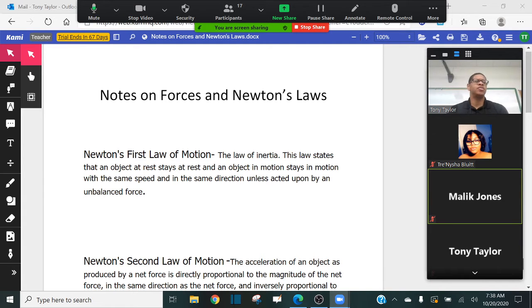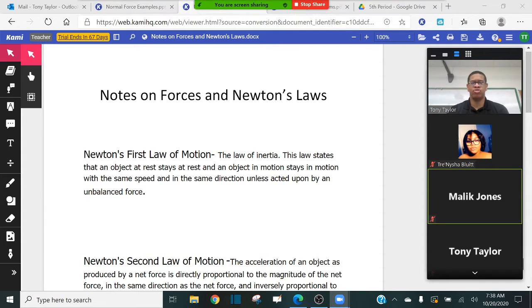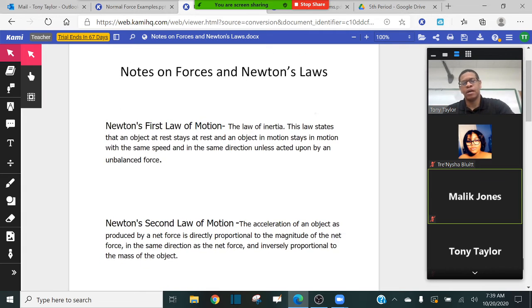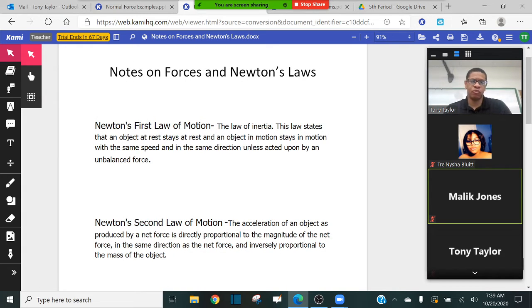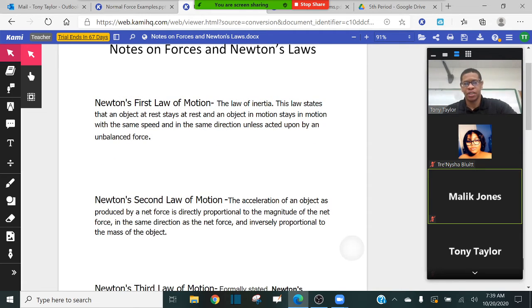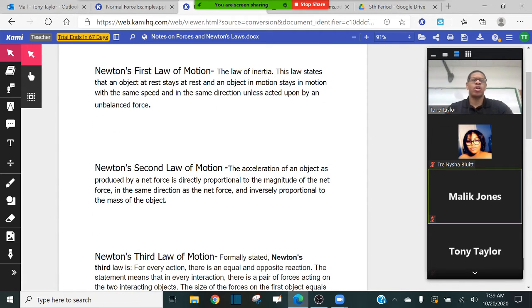Okay, last week we started talking about Newton's laws of motion and forces, which is basically the topic of this entire unit. We're going to be elaborating on these concepts throughout these 6 weeks. So, starting with Newton's first law, everybody know Newton's first law of motion? This is sometimes called the law of inertia.